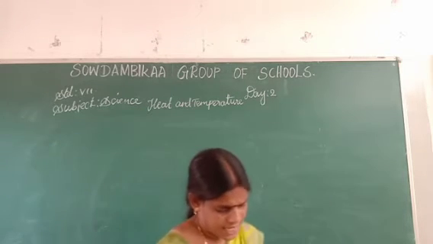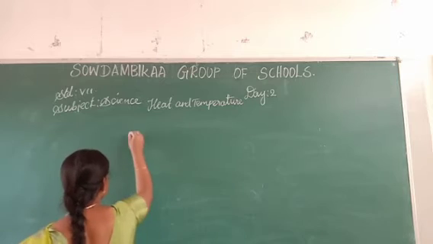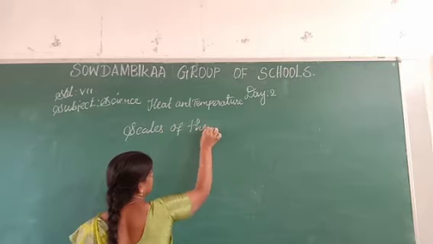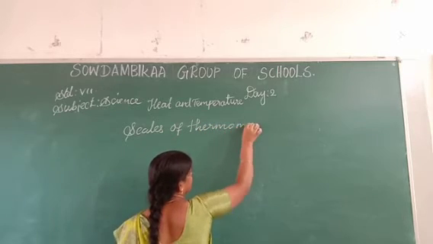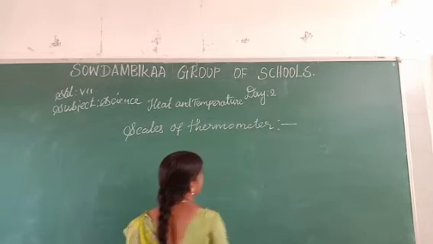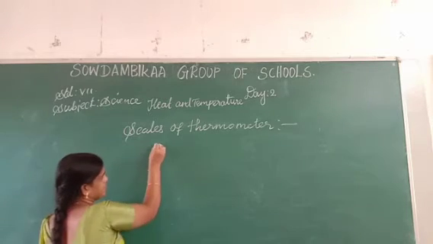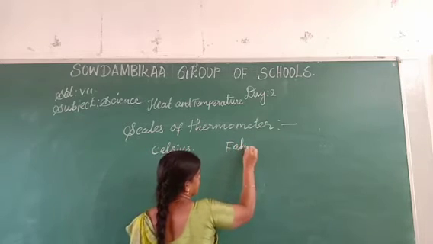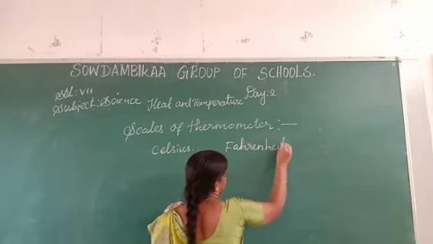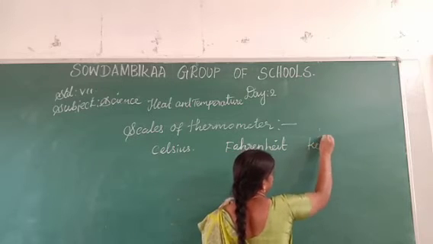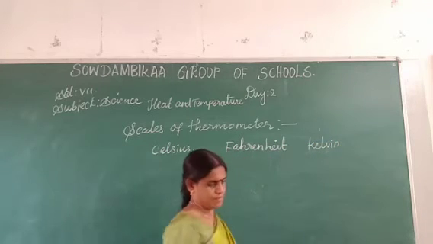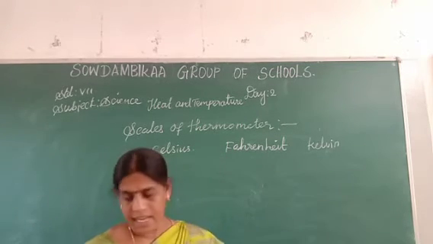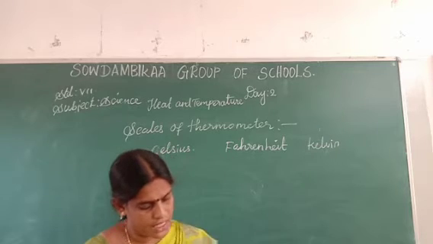Next we see the scales of thermometer. There are 3 scales. First one is the Celsius scale. The second one is the Fahrenheit. The third one is the Kelvin. Celsius is the common unit to measure the temperature.